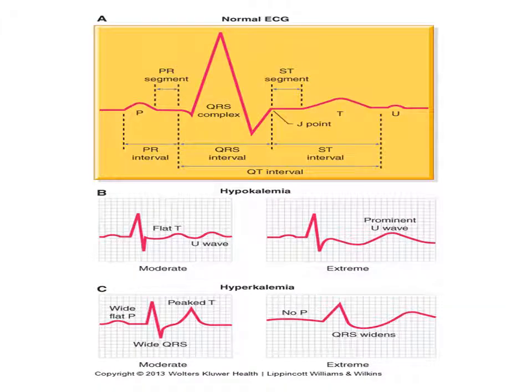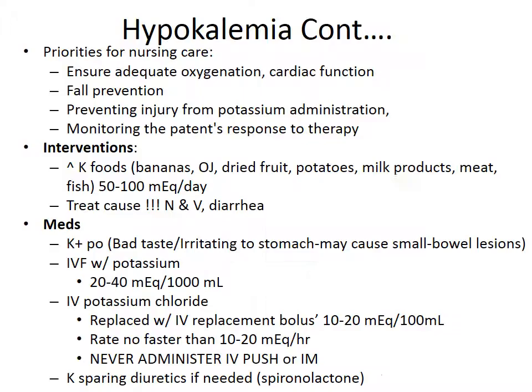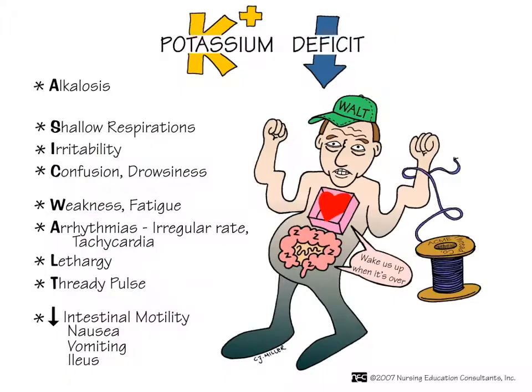Again, this shows the normal EKG, and it shows a patient with hypokalemia and hyperkalemia. In hypokalemia, the T wave is often flattened, and in hyperkalemia, the T wave becomes peaked and tall. Remember, one thing, diuretics are important if needed, and one of the most common ones that we give is spironolactone.